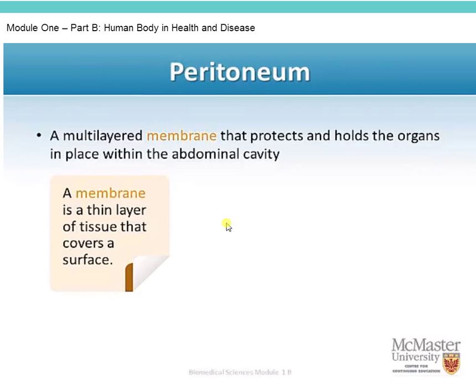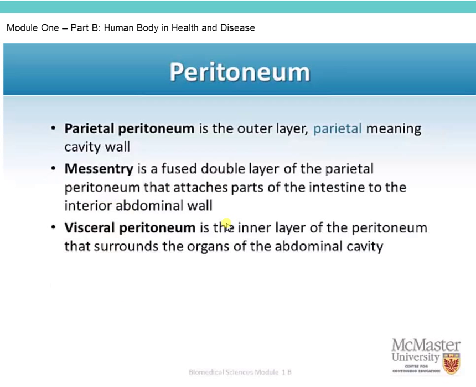Now we will turn to the peritoneum, which is a multi-layered membrane that protects and holds the organs in place within your abdominal cavity. The parietal peritoneum is the outer layer, the mesentery is a fused double layer, and the visceral peritoneum is the innermost layer.